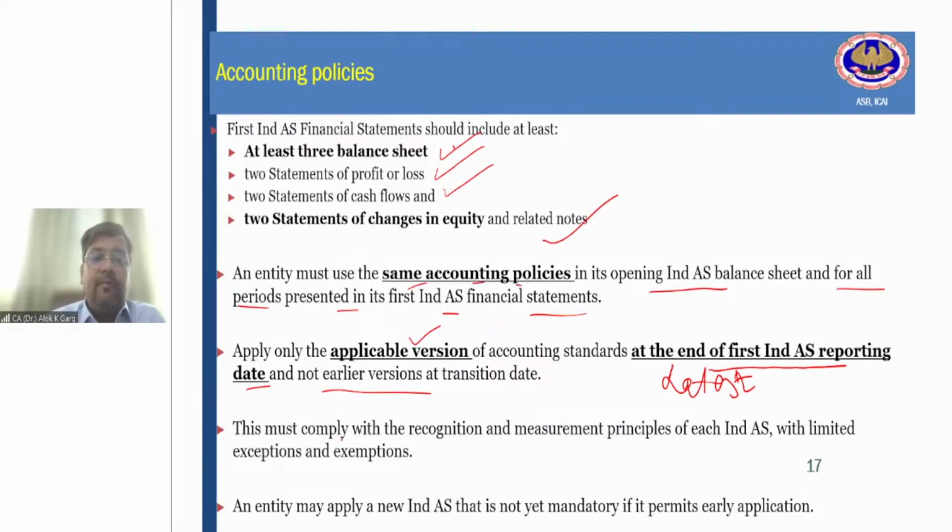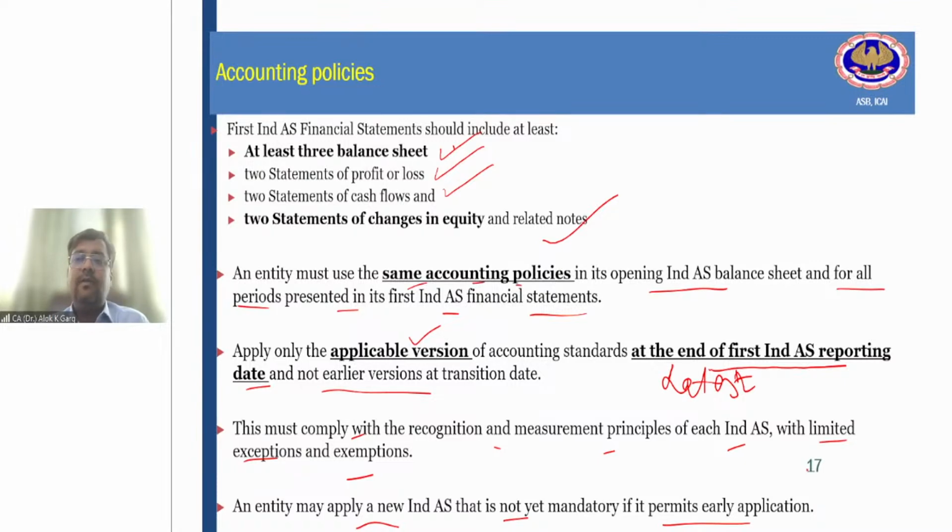Right? This must comply with the recognition and measurement principle of each Ind AS with limited exceptions and exemptions, right? And it also says that while applying Ind AS for the first time, the company must comply with all the requirements of relevant Indian accounting standard. Only exemption and exception which is given in Ind AS 101, that is allowed for the first time. An entity may apply a new Ind AS that is not yet mandatory if it permits early application.